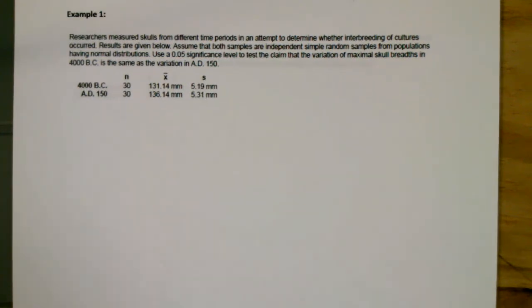Starting with example 1. It says here, researchers measure skulls from different time periods in an attempt to determine whether interbreeding of cultures occurred. Results are given below. Assume that both samples are independent simple random samples from populations having normal distributions. Here we want to use a 0.05 significance level to test the claim that the variation of maximal skull breadths in 4000 BC is the same as the variation in AD 150. Okay, so here's our data set.